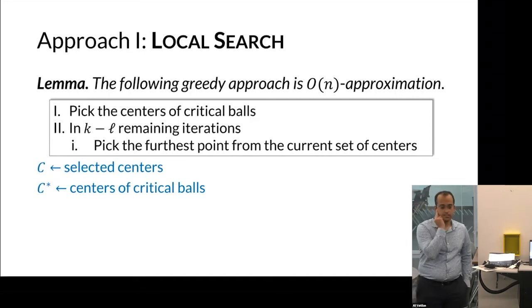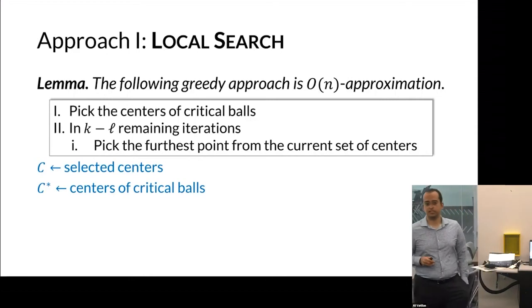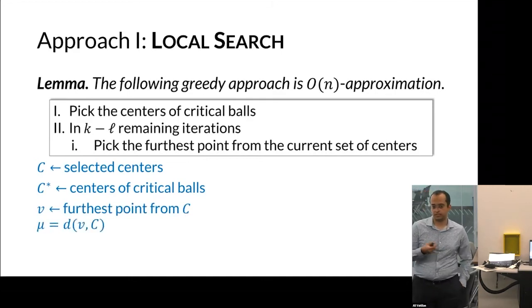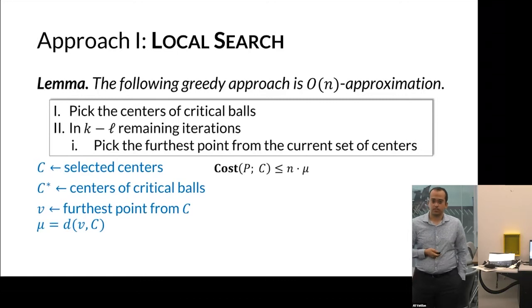Okay, so C is the set of centers that we pick at the end of this greedy approach, and let C star be the set of centers for the critical balls that we construct. Let V be the furthest point from C, and let mu be the distance of V to C. So I know that for every point in P that is not a center, its distance to the closest center is at most mu. So the cost of my solution is easily seen to be n times mu.